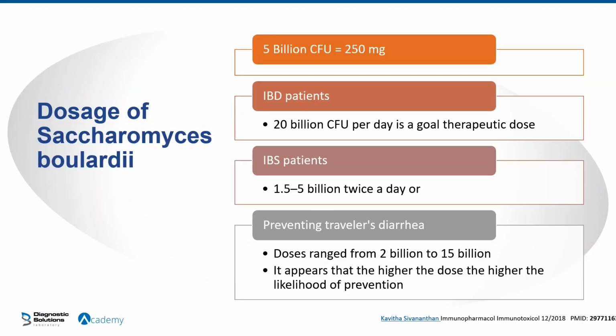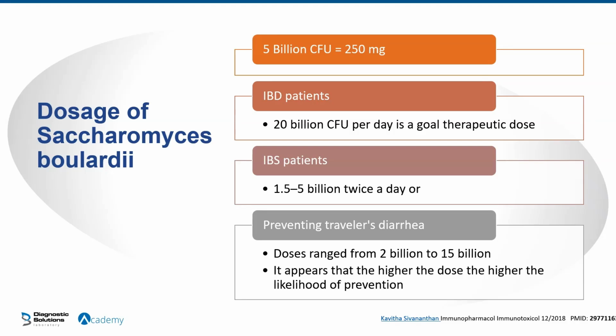When looking at dosing of Saccharomyces boulardii, this can be a little bit confusing because you either see the dosing in a CFU, colony forming unit dose, or a milligram dose. It's a little bit tricky because fungi don't form colonies, but yet we kept the CFU terminology that we use with bacteria. Just for your knowledge, 5 billion CFUs equals 250 milligrams. For inflammatory bowel disease patients, we'll use 20 billion CFUs in divided doses. IBS patients will utilize 1.5 to 5 billion twice daily.